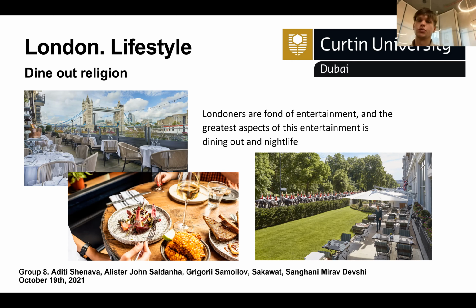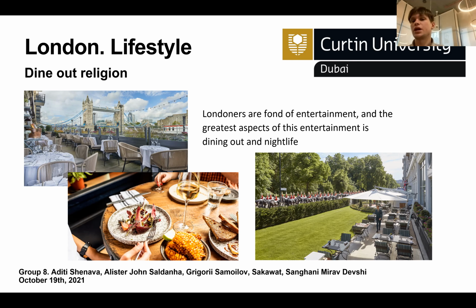Soho is also one of the trendiest places in London to grab a drink after work and socialize, and it's also a home for London's bars and restaurants and clubs. Notting Hill is a synonym of a good night out with friends. As you already understood, the socializing part is integral in London lifestyle.